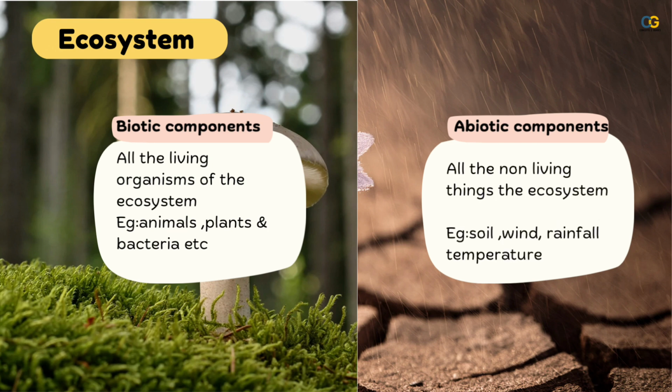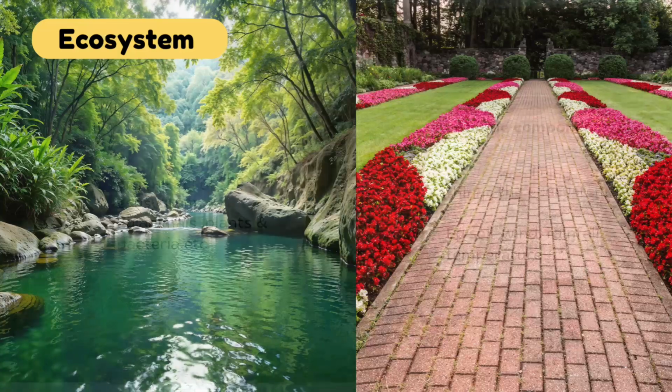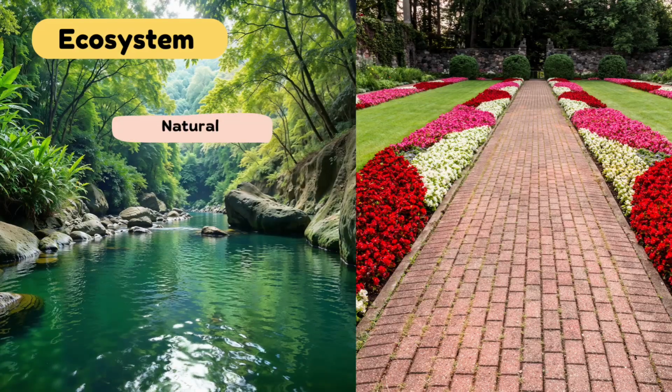All the non-living things of the ecosystem, such as soil, wind, rainfall, temperature, etc., form the abiotic components of the ecosystem. Ecosystems can be natural, like lakes, ponds, rivers, etc., or artificial or man-made, like gardens, etc.